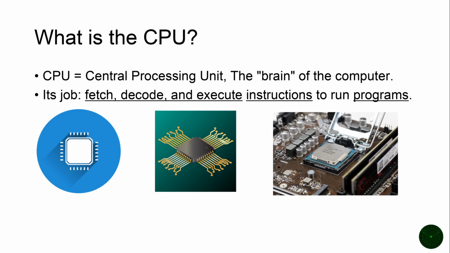The CPU is often called the brain of the computer. Every program you run, browser or app, is just a list of instructions. The CPU's whole job is to fetch those instructions, work out what they mean, and carry them out. It does this billions of times per second. Note, a CPU is not exactly a computer. A computer is anything that takes an input, processes it, and gives output.